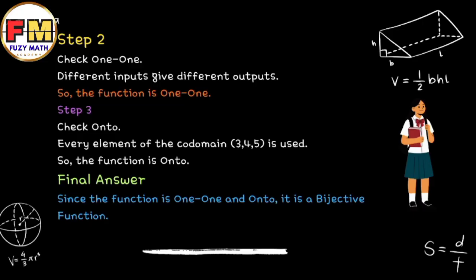Step 2. Check one-one. Different inputs give different outputs, so the function is one-one. Step 3. Check onto. Every element of the codomain 3, 4 and 5 is used, so the function is onto. Final answer: since the function is one-one and onto, it is a bijective function.